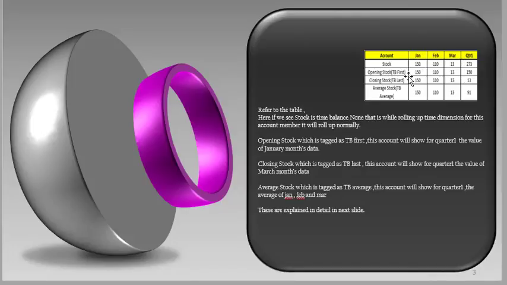Opening stock, which is tagged as TB first, will show for quarter 1 the value of January month's data. Closing stock, which is tagged as TB last, will show for quarter 1 the value of March month's data. Average stock, which is tagged as TB average, will show for quarter 1 the average of January, February, and March. These are explained in detail in the next slide.